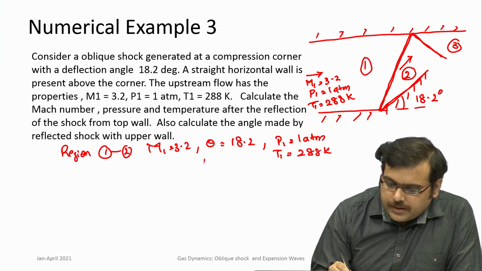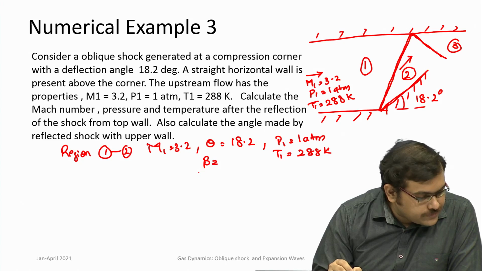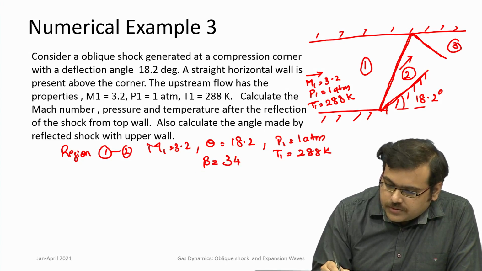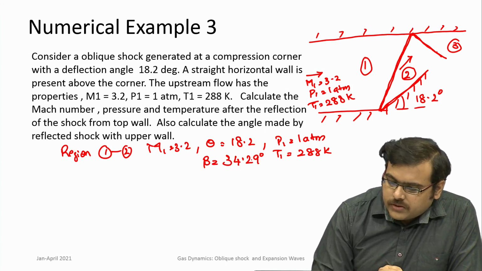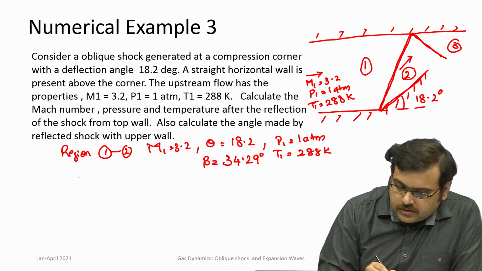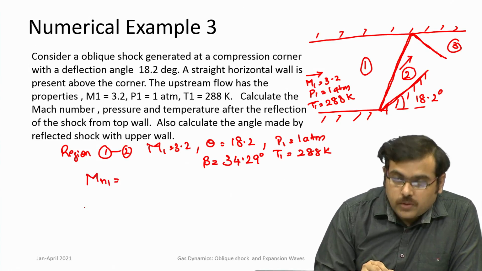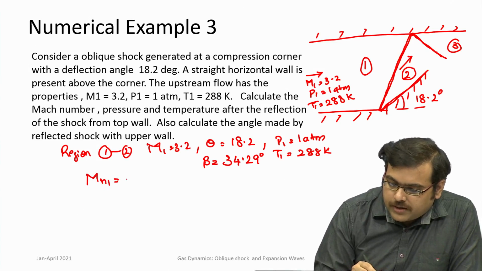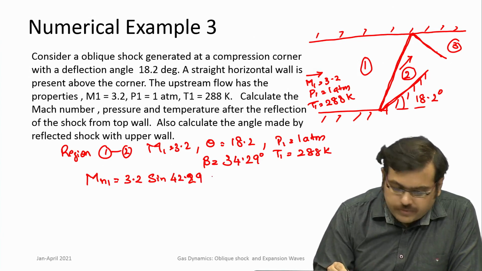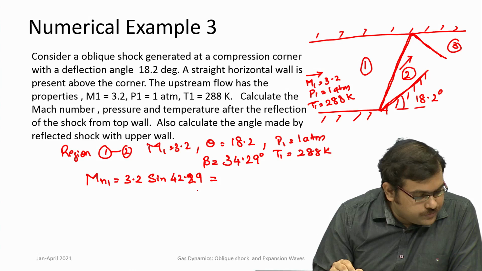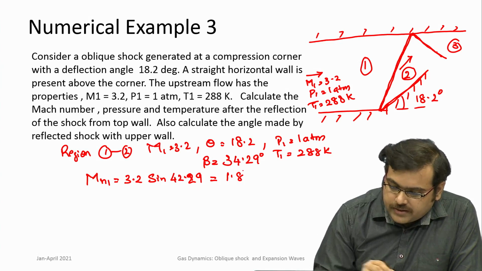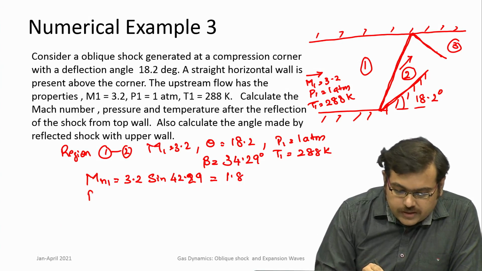So, beta turns out to be 34.29 degrees. Okay. So, once you know beta, the way to go about oblique shocks is to calculate Mn1, the normal component of the Mach number to the oblique shock. So, Mn1 is 3.2 sine of 34.29, this is 1.8. So, now calculate P2 by P1.